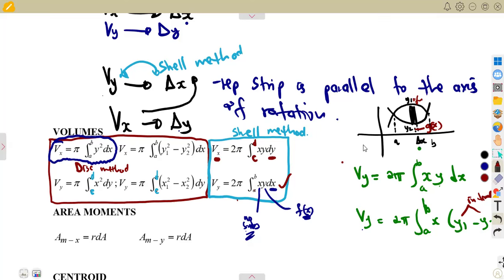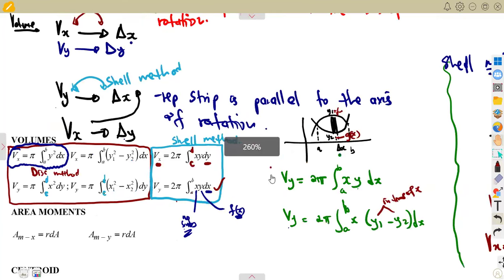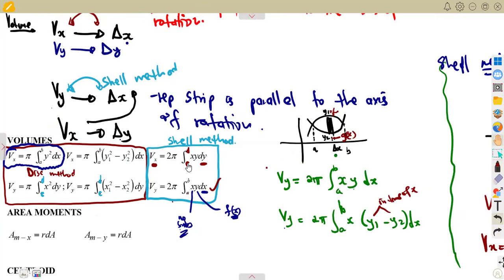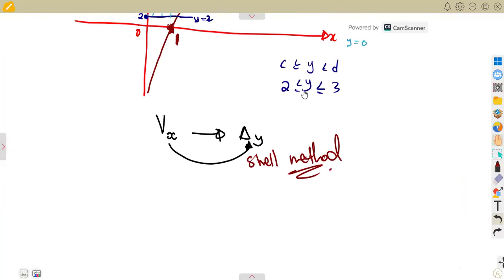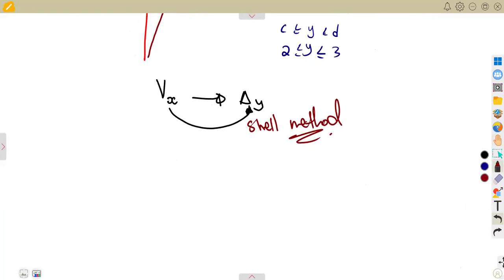Can we just correct that part? Yes, they can write A and B, knowing that it's the limits for y then. But it's best that you just know, guys, the limits for y are C and D. So meaning to say, our Vx, we saw that the formula is given as 2 pi, the integral of xy with respect to y, dy. That's the shell method, so the limits are for y. I'm just going to use C and D because the limits are for y, C to D.